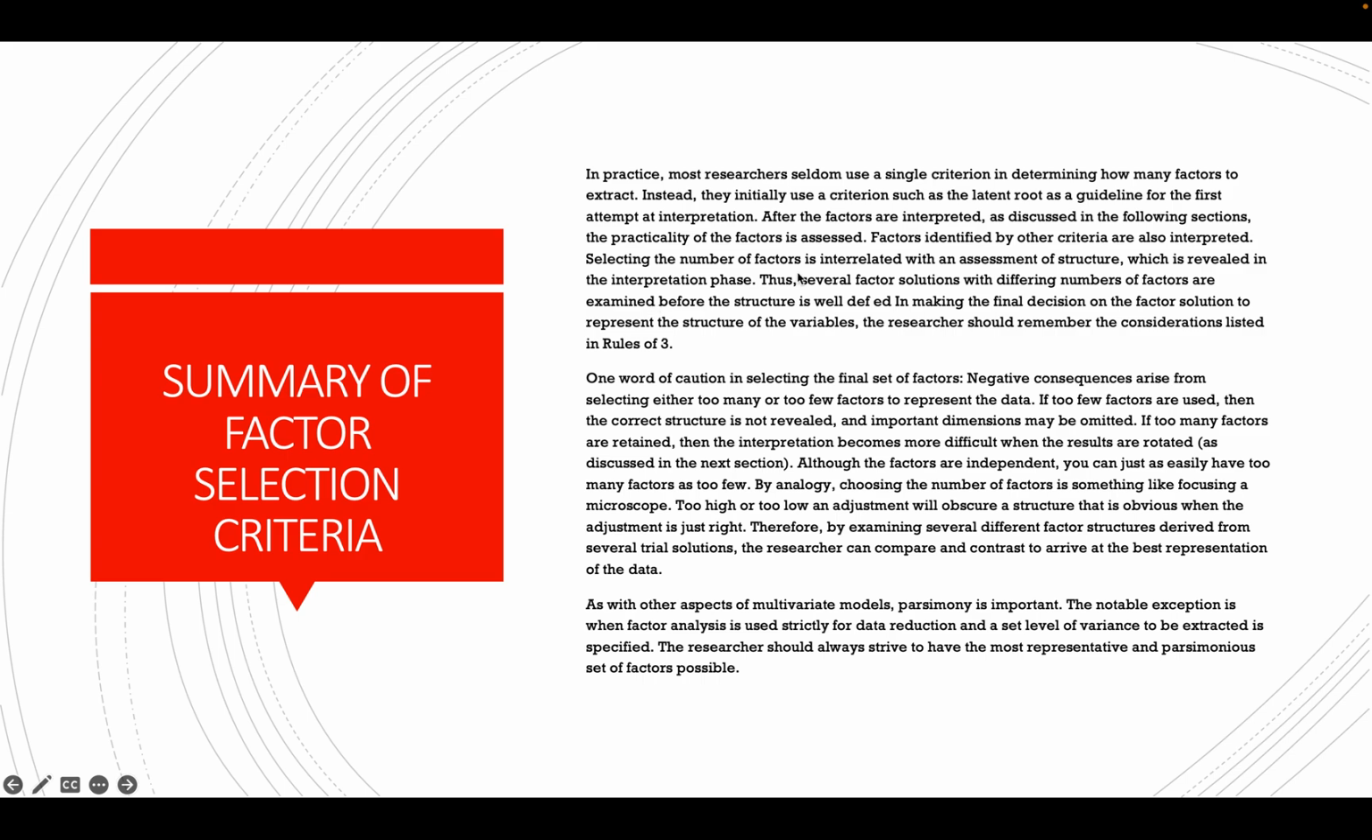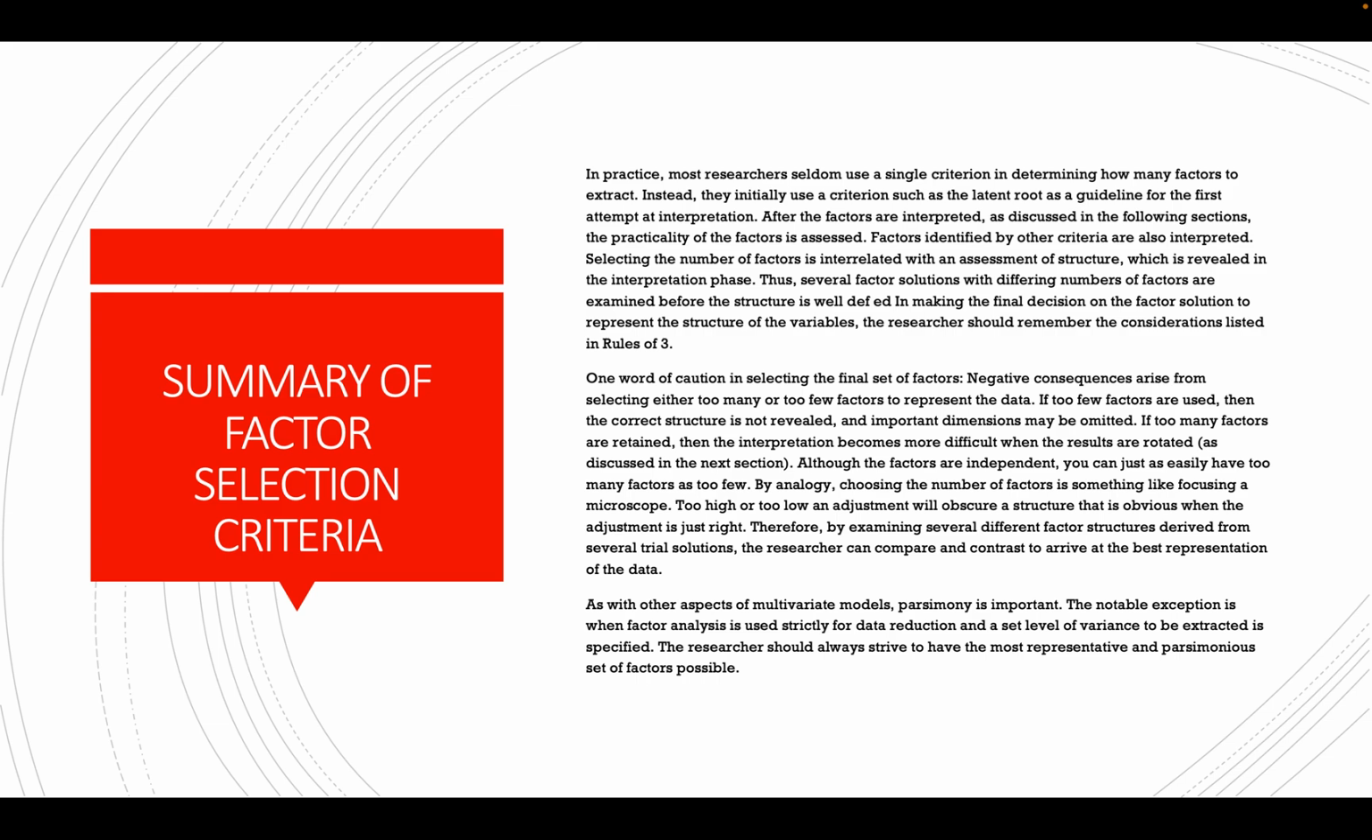Selecting the number of factors is interrelated with an assessment of structure, which is revealed in the interpretation phase. Thus, several factor solutions with differing numbers of factors are examined before the structure is well defined. In making the final decision on the factor solution to represent the structure of the variables, the researcher should remember the considerations listed in Rule of Thumb 3, which I will discuss in an upcoming slide.